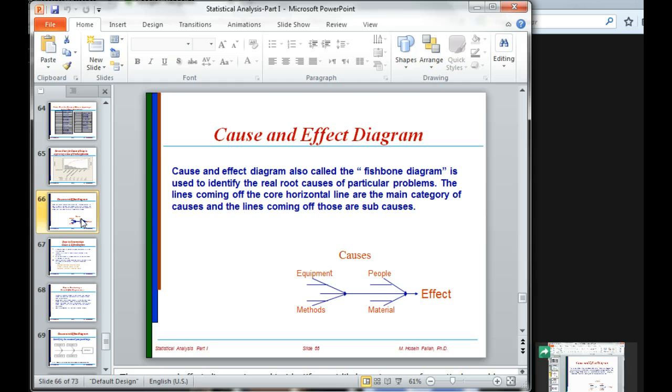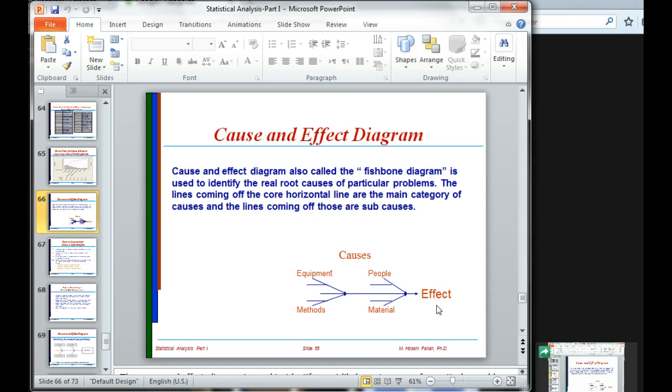Another tool that's very important in quality improvement is the cause and effect diagram. I will post this after we finish with the recording. The cause and effect diagram is also called a fishbone diagram, coming from the Japanese who invented it. And the idea here is that you have an effect that you want to find its cause. If you find the root cause of a problem, then we can eliminate it, and that essentially gets rid of the problem in the future.